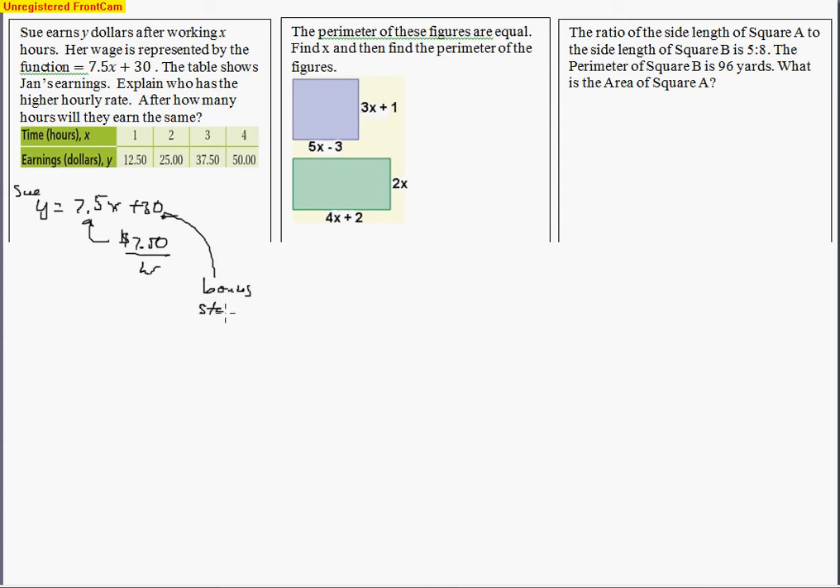So she's given this $30 before she even starts working. The table shows Jan's earnings. So Jan's earnings are this. So I'll write Jan here. I'm going to find her slope, her rate of change.